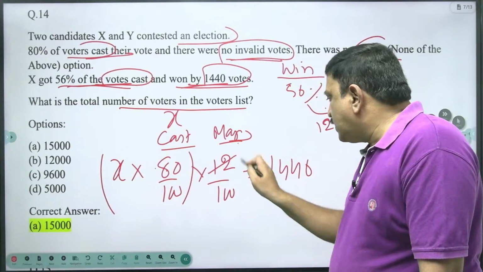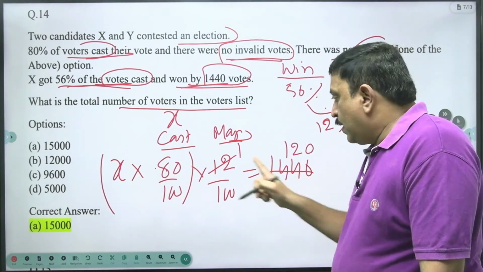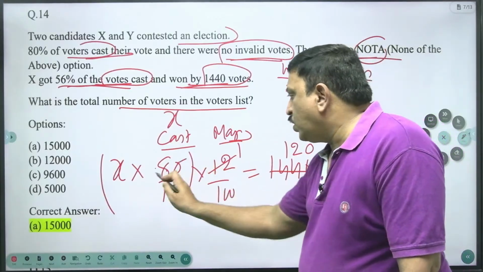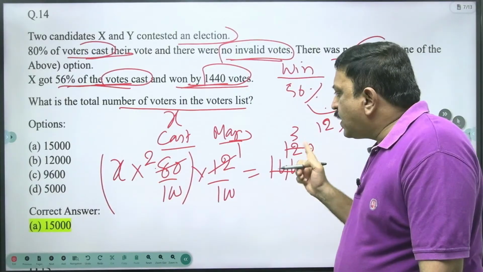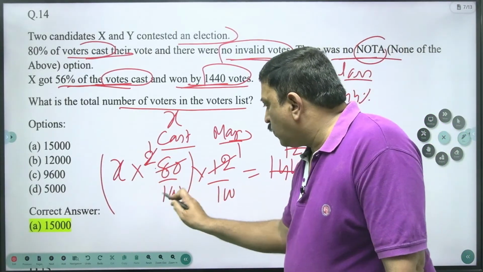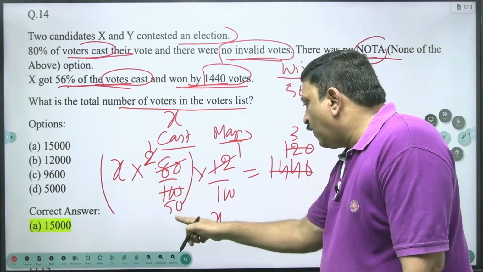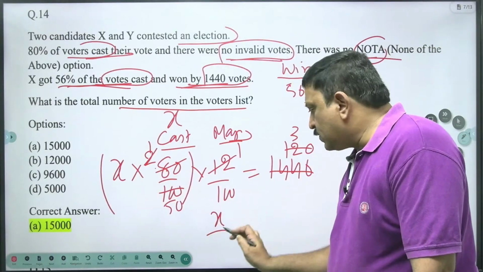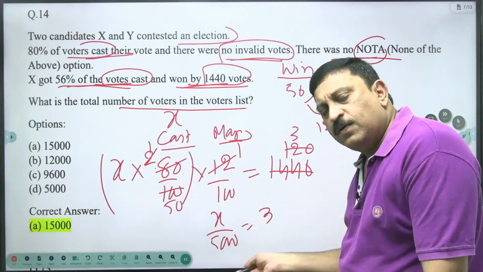See this one. 12 ones are 12, 12 twelves are 144, 0. Put that one. 80 and 120, 4 twos and 4 threes over. Is there any chance to remove 3? No. Now 2 ones, 2 fifties. Done. 1 is there. So it is X by 50 into 100 is 5000. X by 5000 is equal to 3. That means X is how much? 15,000.